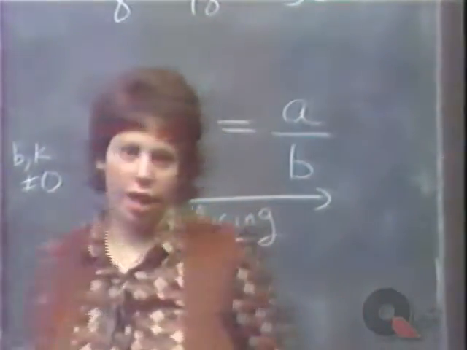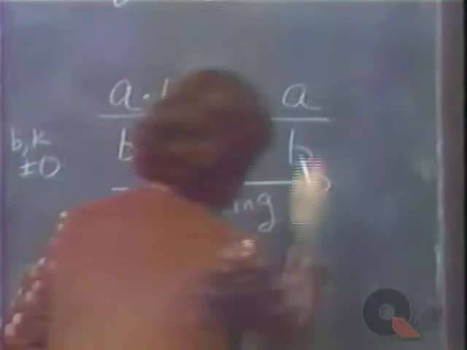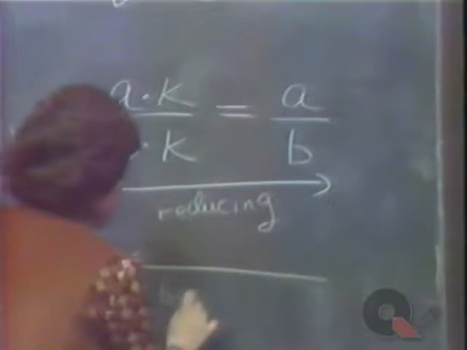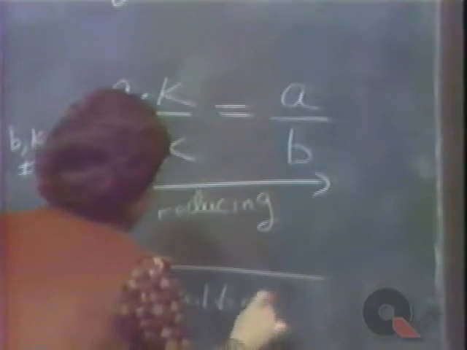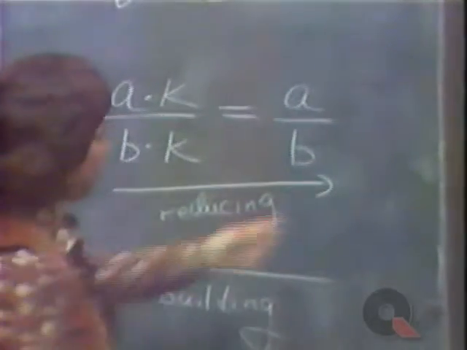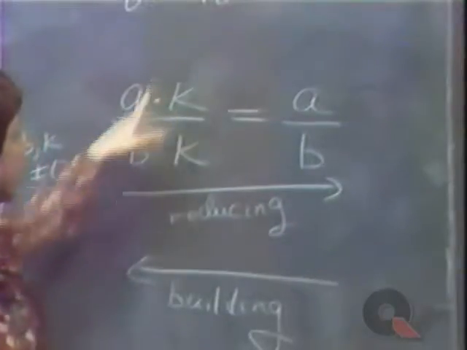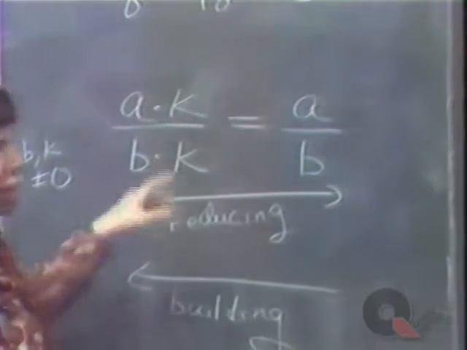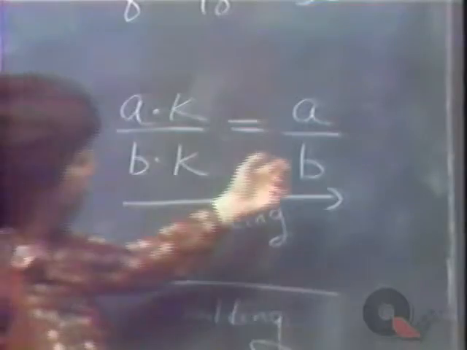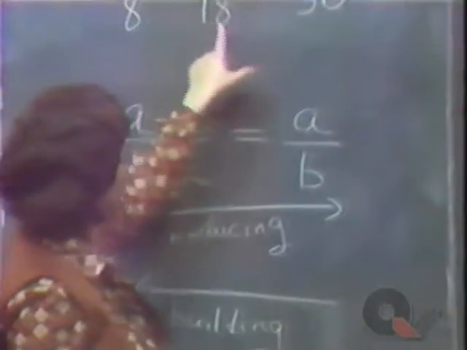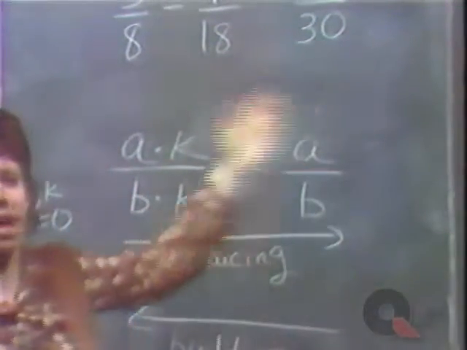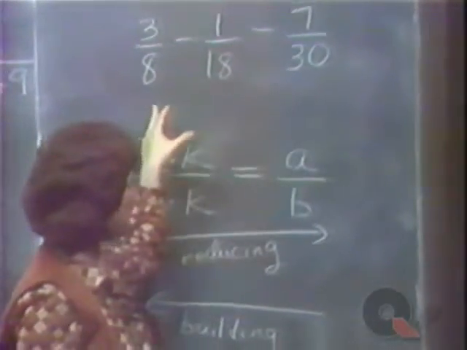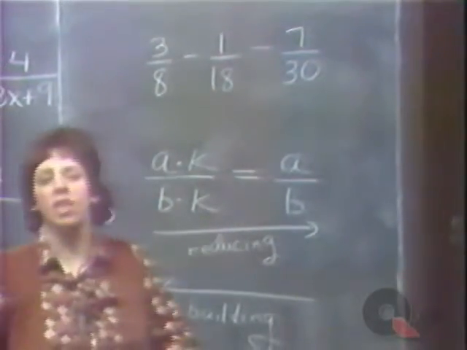In this videotape, we're also going to want to use this relationship in the reverse order. This is called building fractions. In other words, we want to start with a fraction and then multiply numerator and denominator by the same non-zero quantity and get an equivalent fraction. What we're looking to do is build fractions equivalent to the fractions that we have in this problem. They'll have larger denominators. We want to build fractions equivalent to these that all have the same denominator.